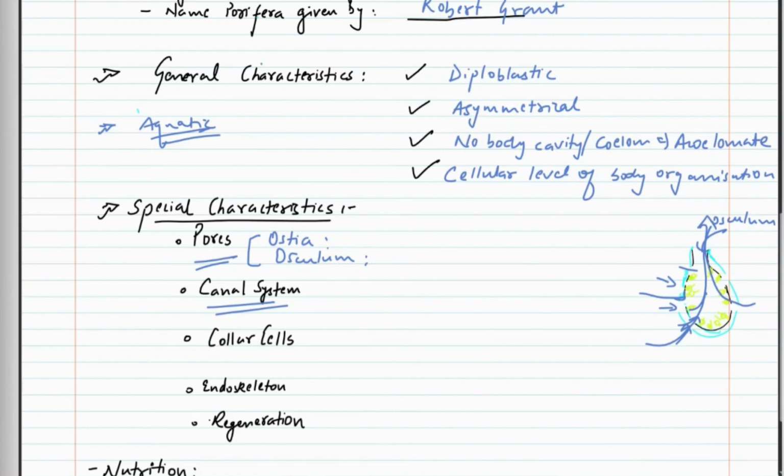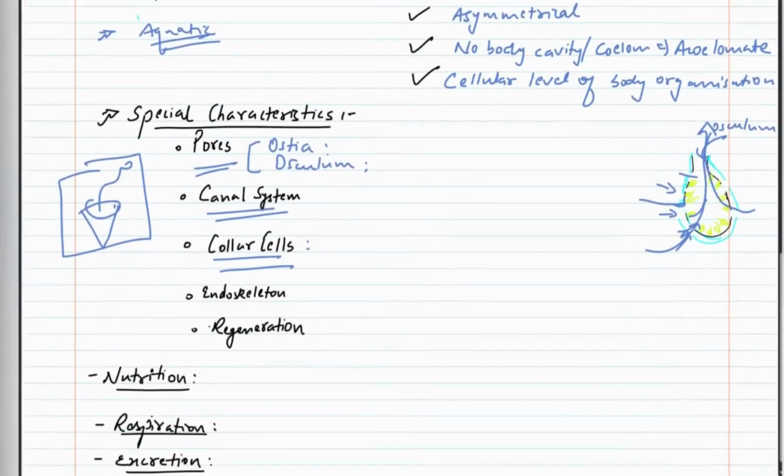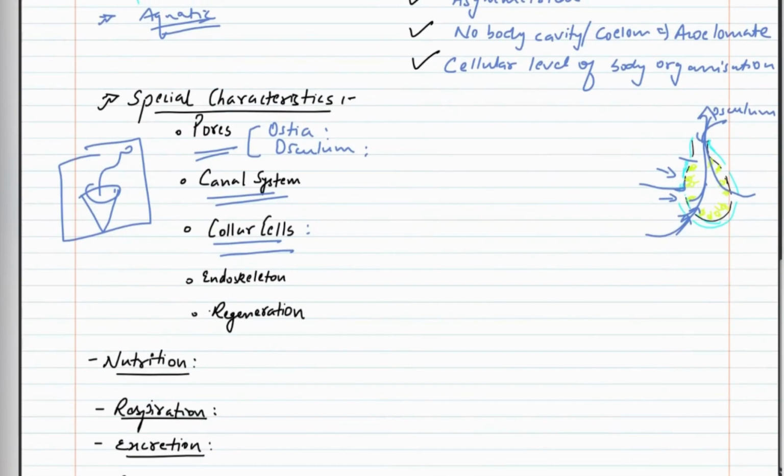Now, inside the body, there is a lining of cells known as collar cells. These collar cells basically act as filters for the substances moving inside the body in water, and can be used to capture prey or food particles. So collar cells are present inside the body of sponges.